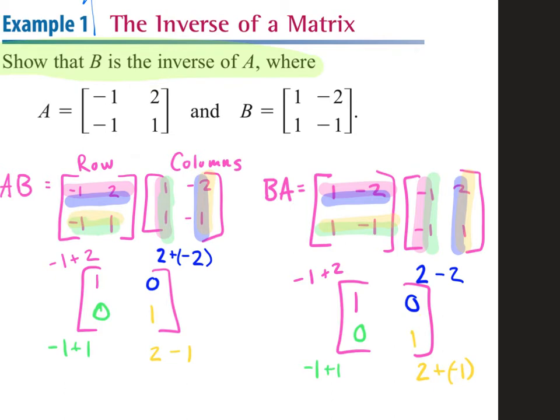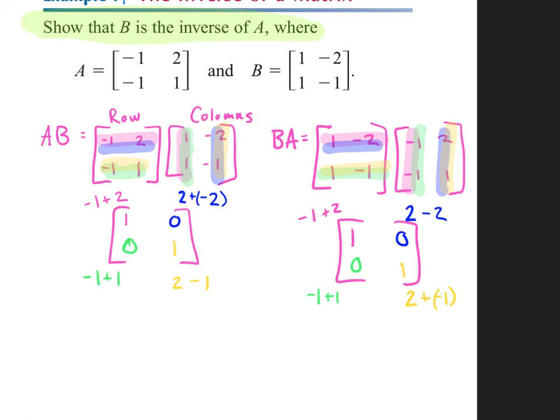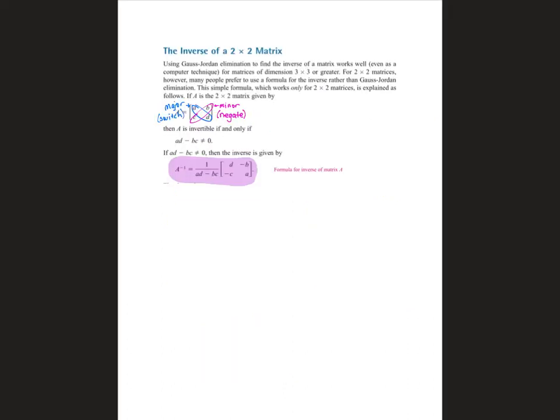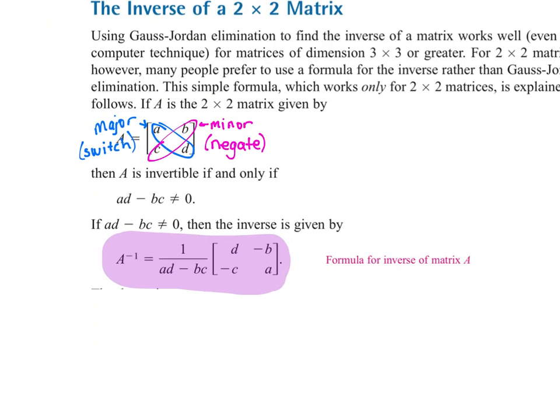Did we get what we wanted? Yes, so our A and B matrices are inverses of each other. We proved that B is the inverse of A, so yes, it is an inverse. Alright, so next we're going to be finding what the inverse is.